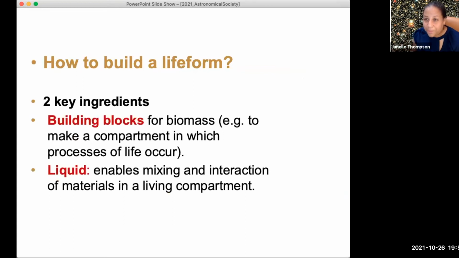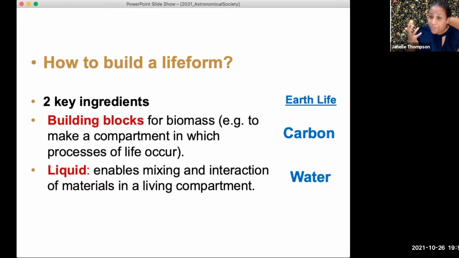So how do you build a life form? Well, you need building blocks. And so these building blocks create the biomass of a life form, making a compartment for the processes of life to occur, like metabolism. You also need a liquid, and this liquid acts as a solvent so that things can move around and circulate, reactions can happen, waste can be removed. So on Earth, carbon is the major building block and water is the major solvent.